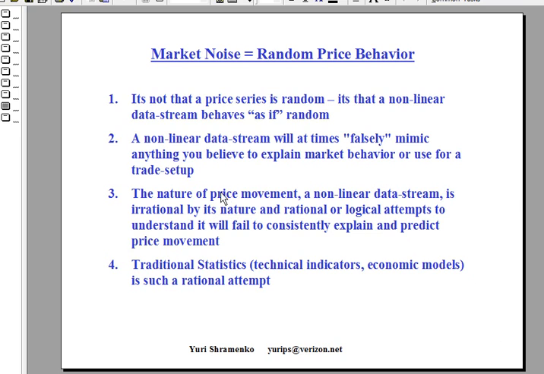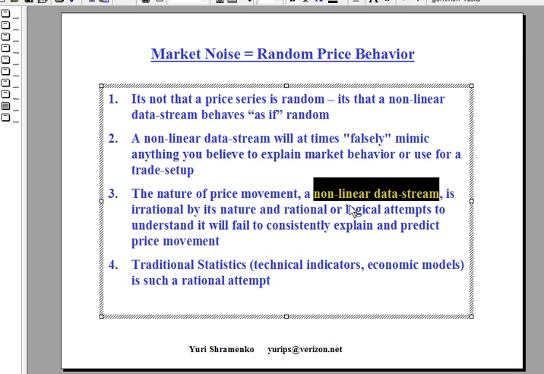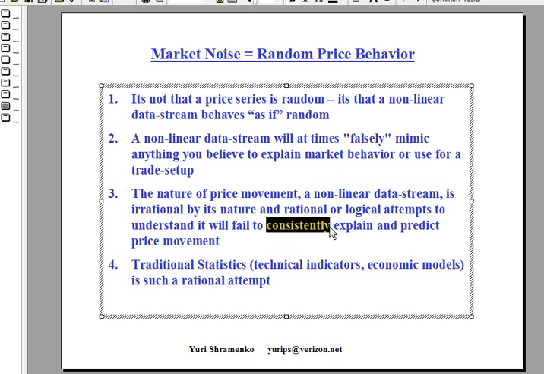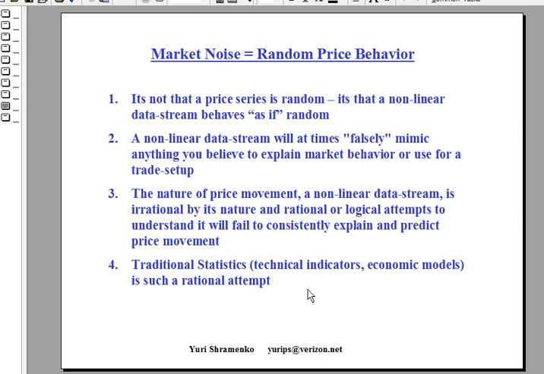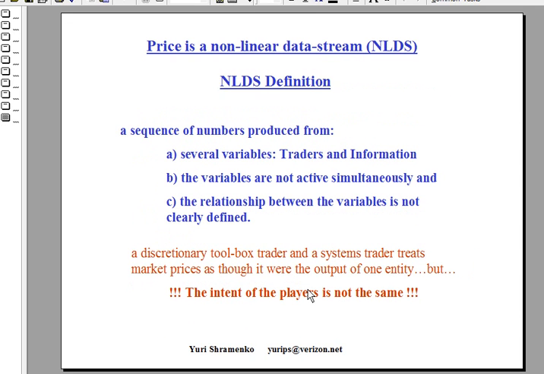Now, I contend the nature of price movement is a nonlinear data stream. Now I'm going to explain that a couple of slides down, is irrational by its nature, and any attempt to understand it will fail. Here's the key word: consistently explain it, because sometimes you will get temporary correlations, obviously. And traditional statistics, technical indicators, economic models is such a rational attempt. The reason I call a price stream a nonlinear data stream is, here's exactly why.